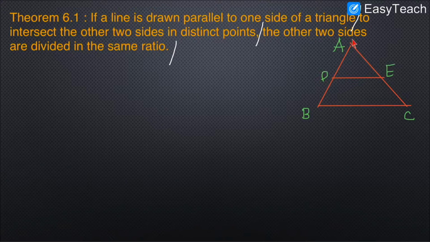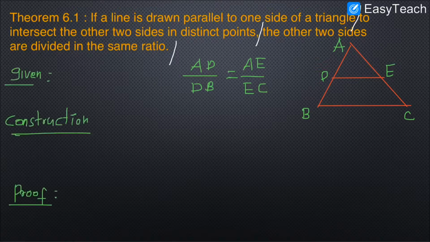So we need to prove the other two sides are divided in the same ratio, which means AD upon DB equals AE upon EC. This is what we are going to prove here.